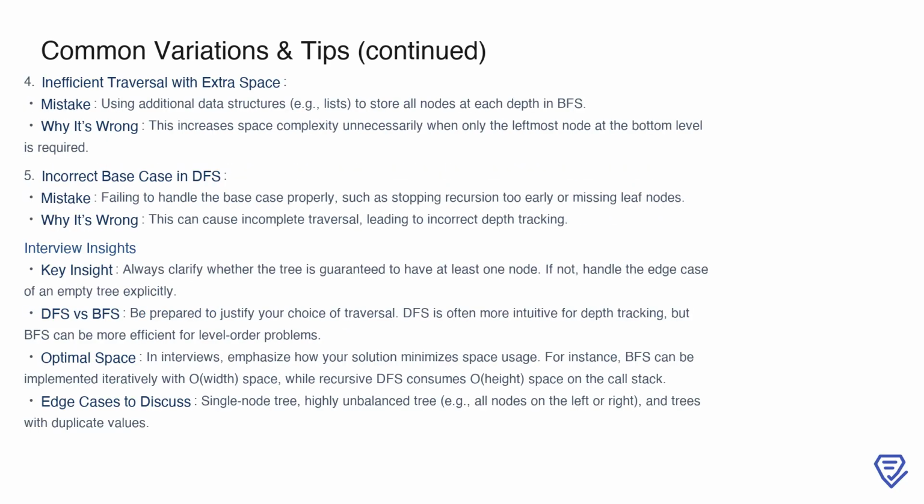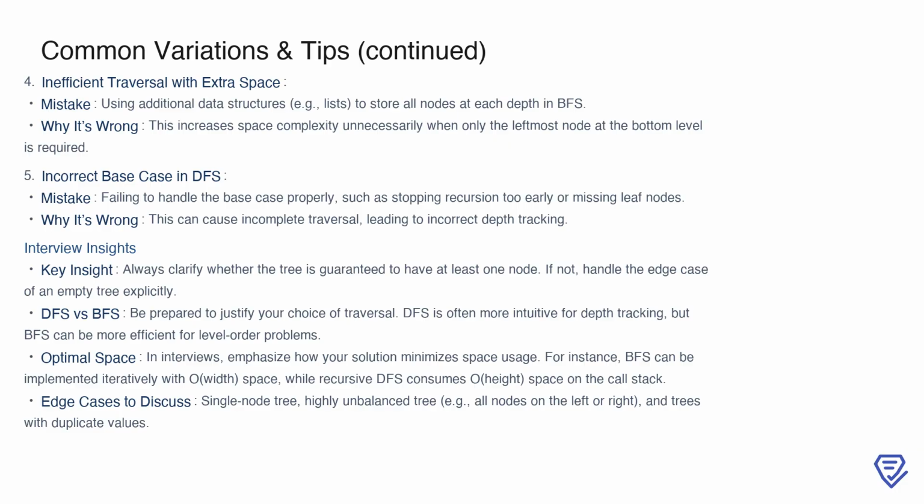Another common pitfall is inefficient traversal. For example, some solutions use extra data structures like lists to store all nodes at each depth during BFS. This unnecessarily increases space complexity because you're only required to track the leftmost node at the bottom level. Additionally, in recursive DFS, mishandling the base case can cause issues. For instance, stopping recursion too early or not properly identifying leaf nodes can lead to incomplete traversal, which disrupts depth tracking.